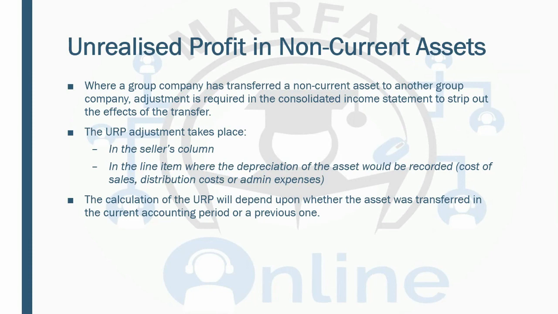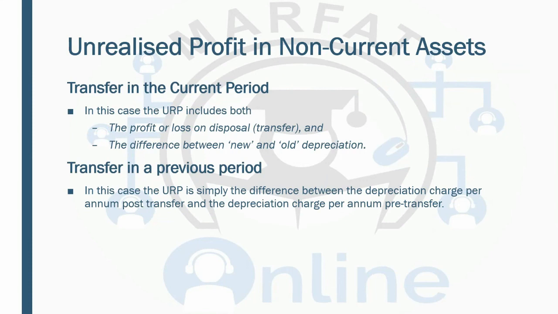But how are we going to calculate it? If the transfer is in the current period, that means this year the transfer has been made, then the unrealized profit includes two things. The first thing is the profit or loss on disposal, because according to the single entity concept, these companies, parent and subsidiary, should not charge anything to each other. And the second is the difference between the new and old depreciation.